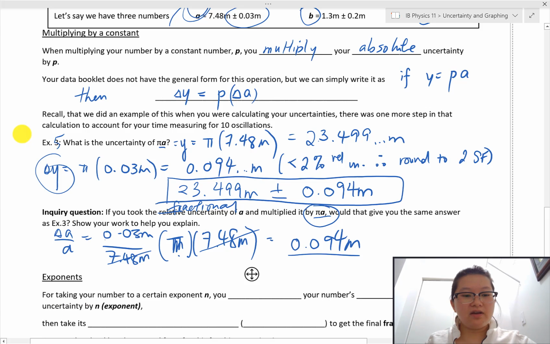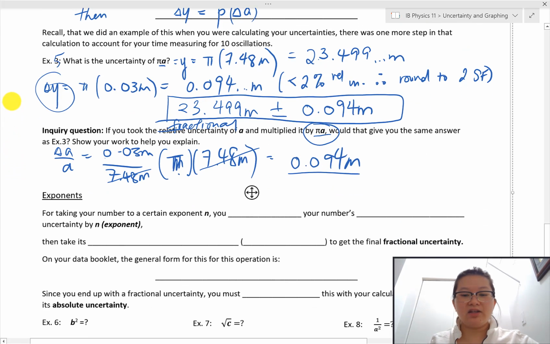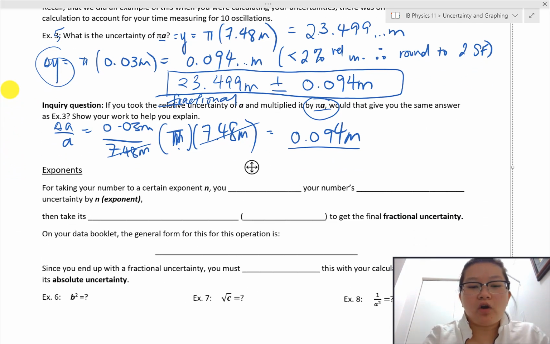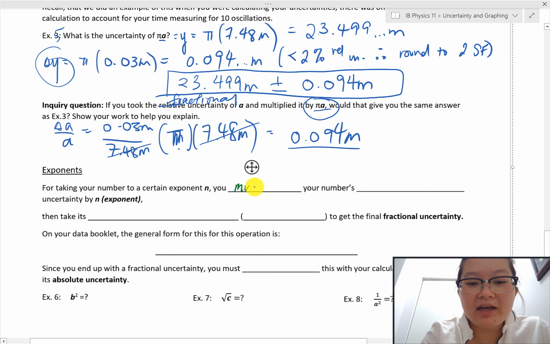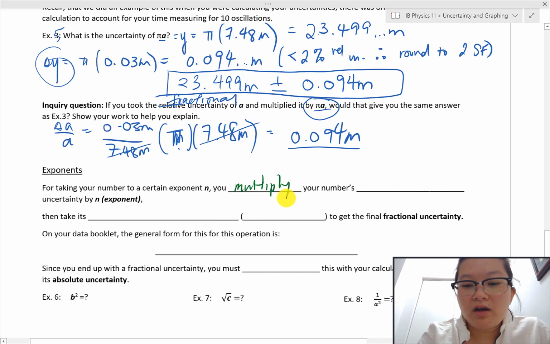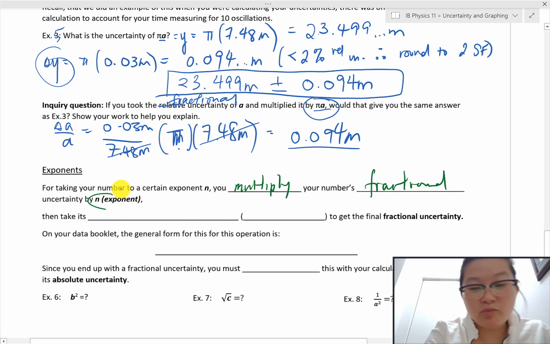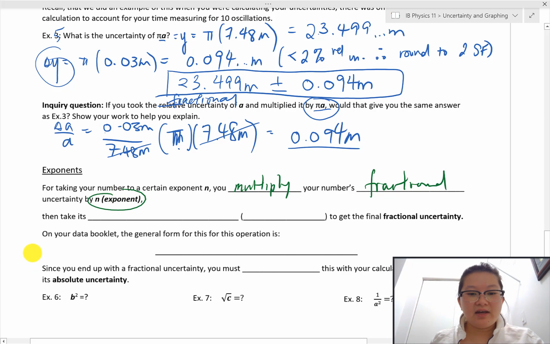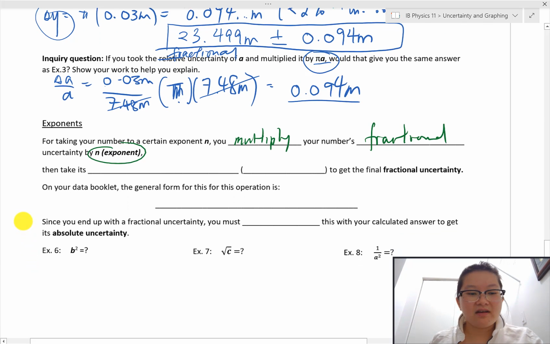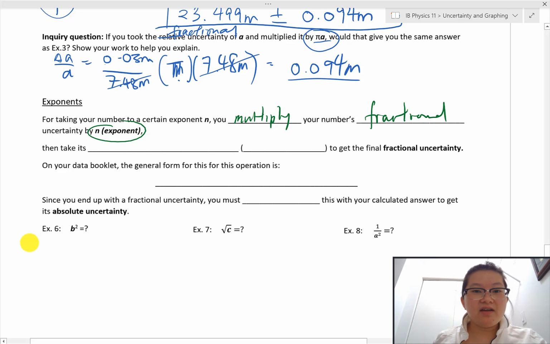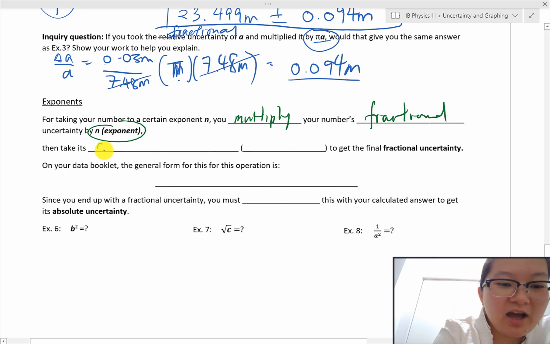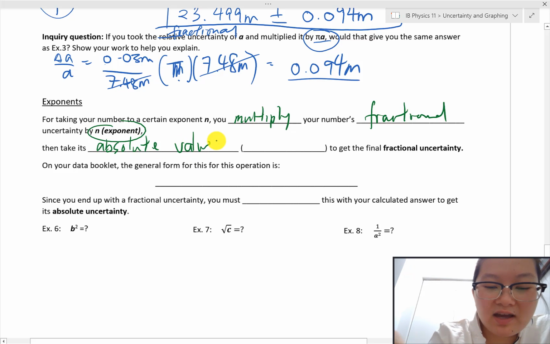For taking your number to an exponent n, what you want to do is multiply your number's fractional uncertainty by the exponent itself, and then you're going to need to take its absolute value. So what does that look like? It's like these two bars.